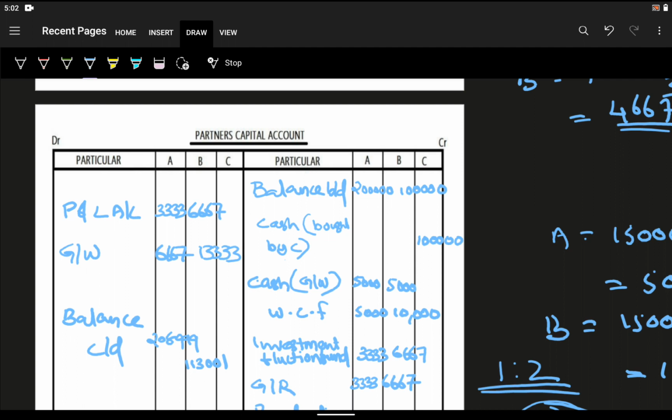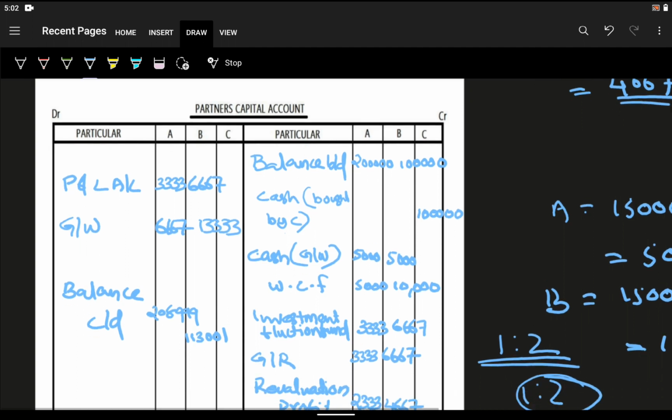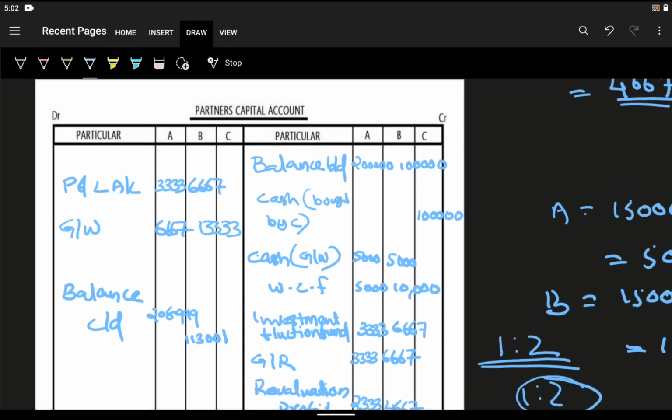11,3001. That is the balance of B. Okay, then what is the balance of C? That is 1 lakh only. What is the balance of C? That is 1 lakh only. There is no gap. That is why it is overlapping the border. Okay, so you want to draw a big gap for A and B. Okay, so 1 lakh for C.